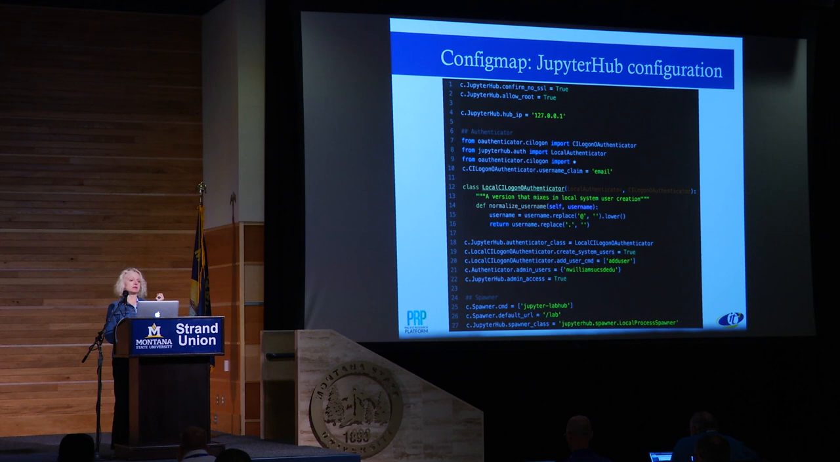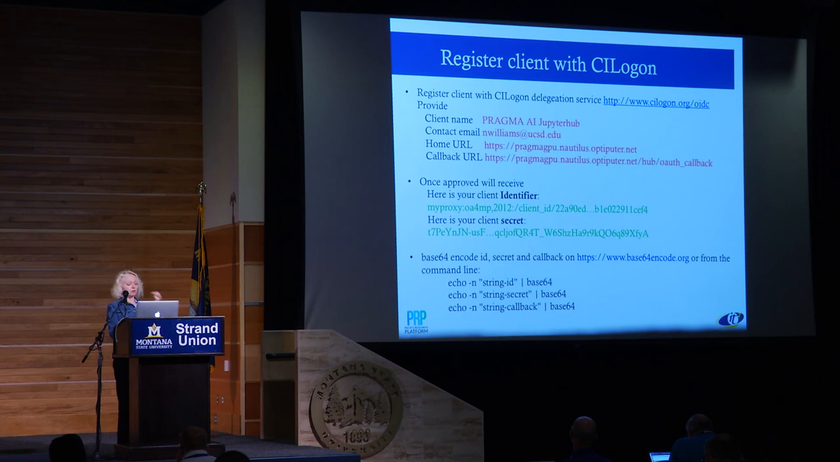And down below for the spawner, the last three lines indicate that for each user notebook, I will be spawning a server, and it will be JupyterLab. So then, once we want to run this service, I want to register my client with CI Logon to be able to use CI Logon authentication.